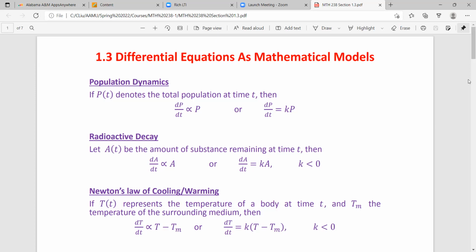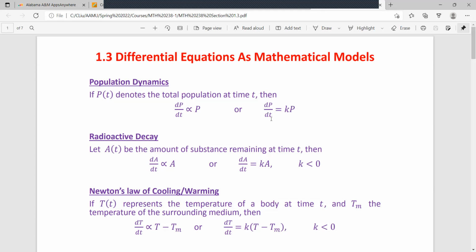So if P of t denotes the total population at time t, then dP over dt, which is the rate of change of the population, is proportional to the population at this time. So we can write down the population model as dP over dt equals some constant k times P itself. Okay, so that's population dynamics.